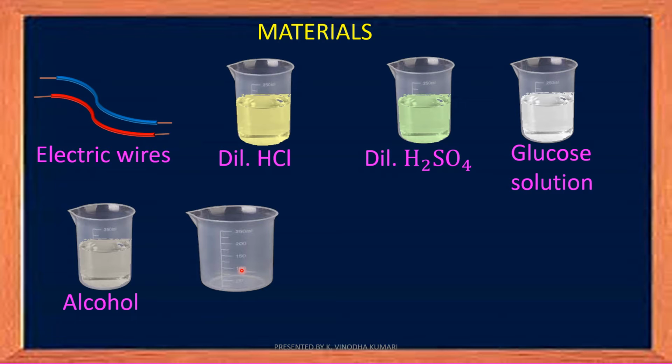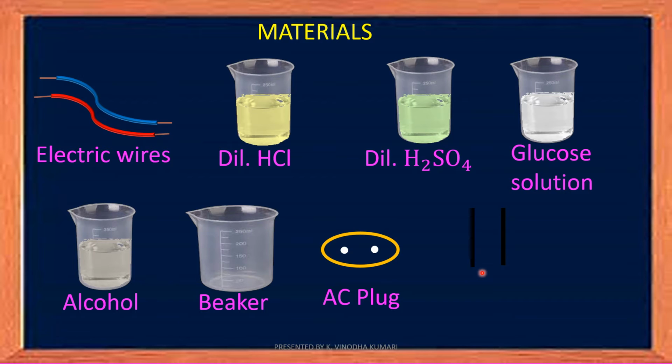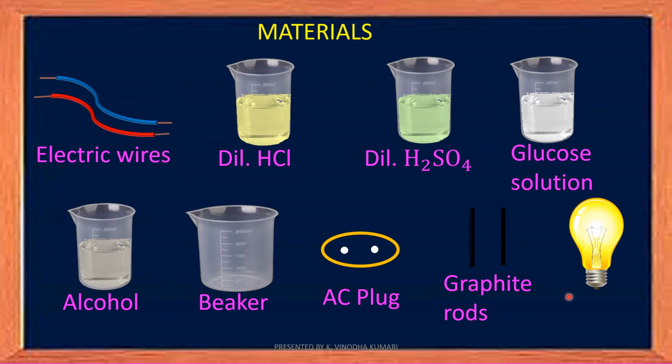And we require a beaker to perform the activity. This is the beaker, and you need a 230-volt AC plug. So this is the 230-volt AC plug, and you need two graphite rods. These are the two graphite rods, and we need a bulb. This is the bulb. Okay, these are the materials required.